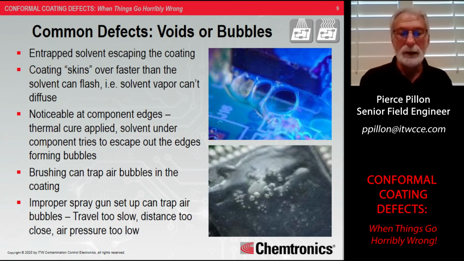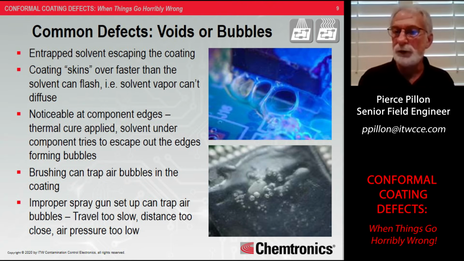If you're using a spray gun, improper setup, or your settings have drifted, they can trap air bubbles. If your travel pass across that board or across that assembly is too slow, it can entrain air as it hits the surface of the board, possibly air that's underneath that component that we just talked about. If the distance between your nozzle and your substrate is too close, now you've introduced some turbulence in that coating as that higher pressure coating hits that surface, and that can trap bubbles.